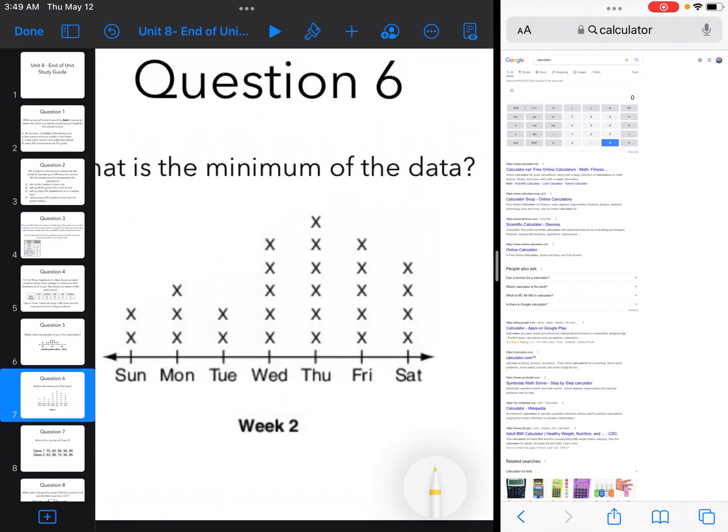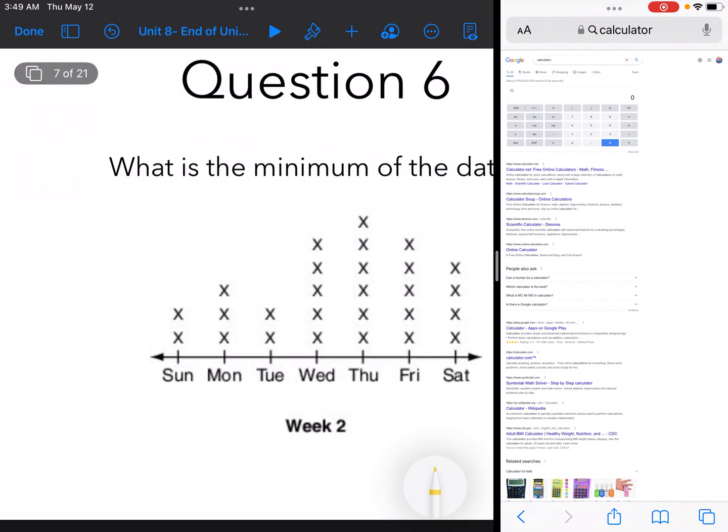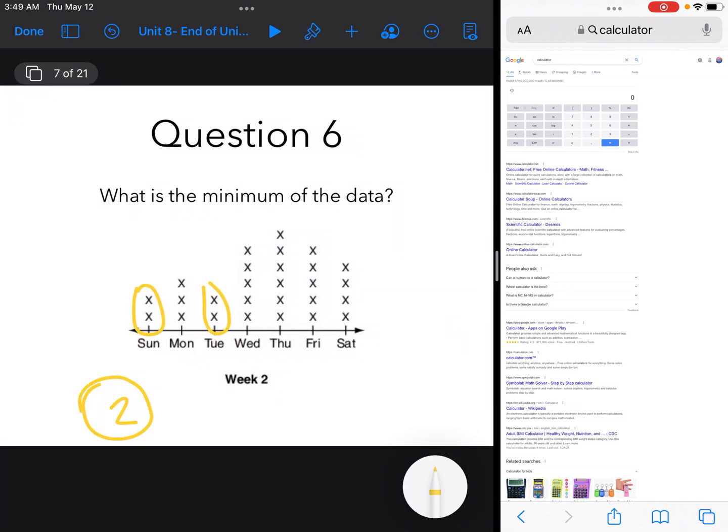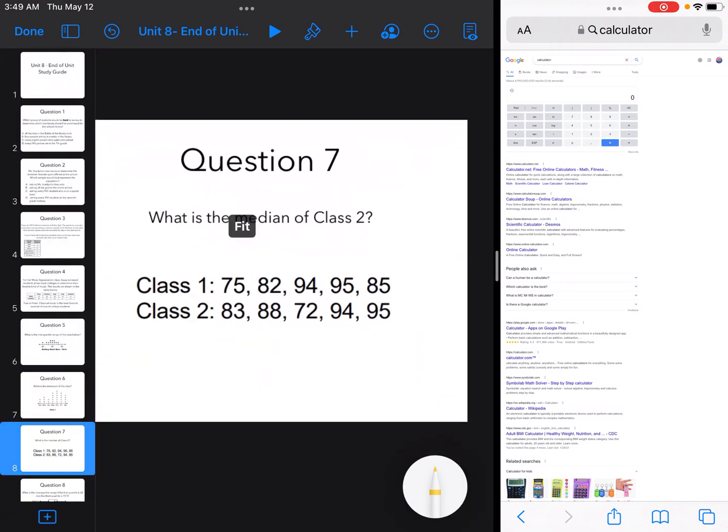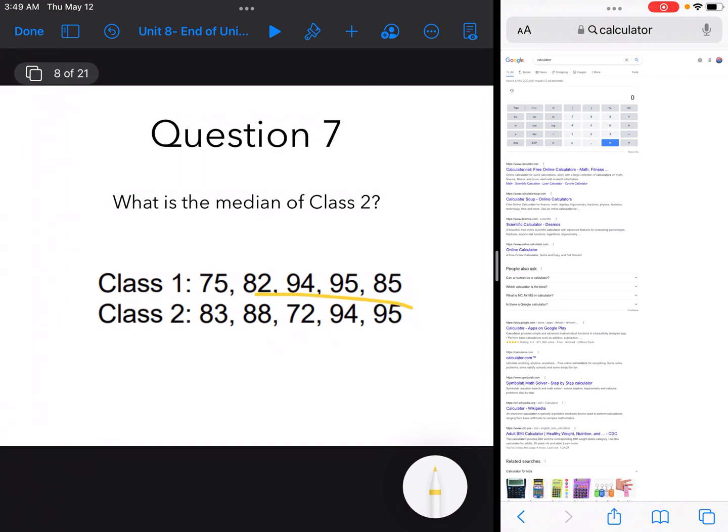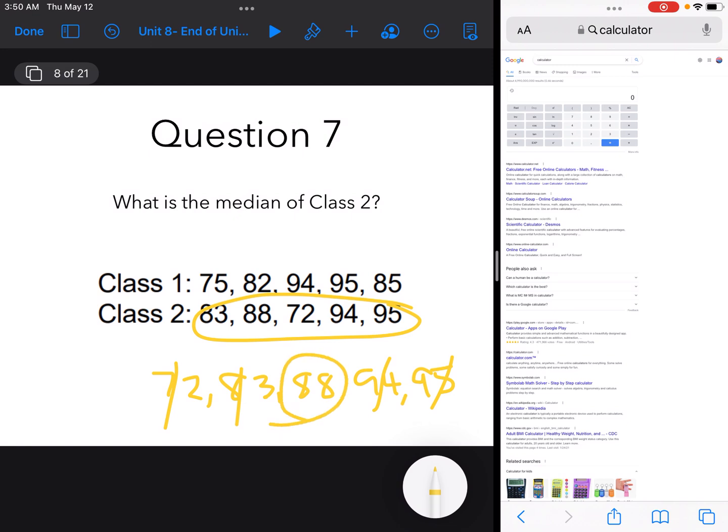What is the minimum of the data? In this case, I've got Saturday, Sunday, Monday, Tuesday. I'm looking at days of the week. But the minimum would be the smallest number there, which would be 2. So the minimum of the data here is 2. What is the median of class 2? Well, the first thing I have to do is put those numbers in order from least to greatest. I get 88.